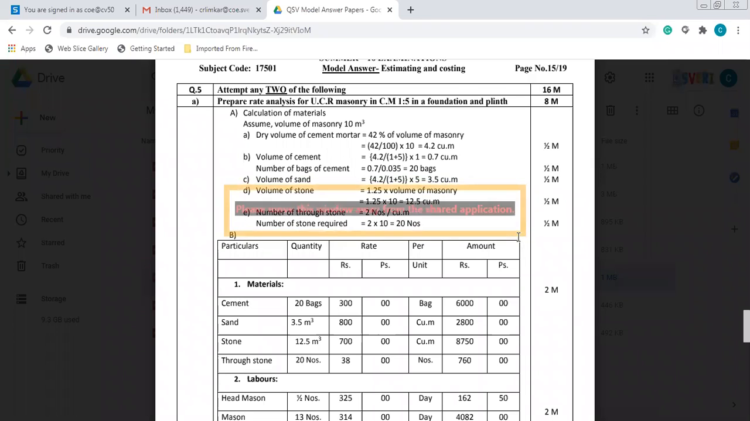Only 4 categories they will ask you, not more than that and not less than that. Out of 4, any two will be asked by the examiner for the 8 marks, that is 4 marks each. So if you understand this very well, please note it down in your notebook.